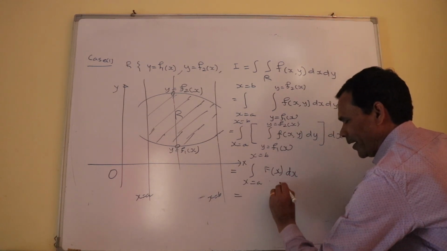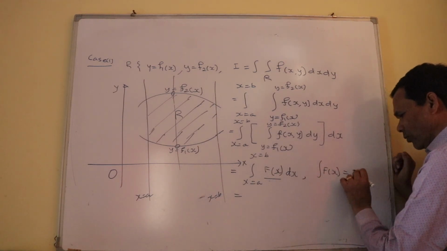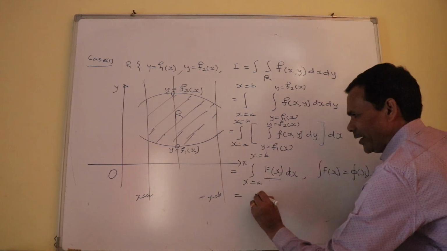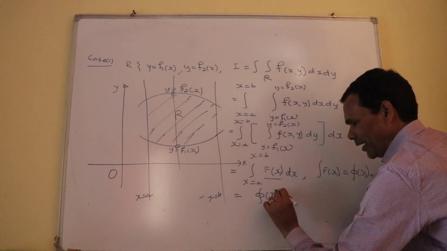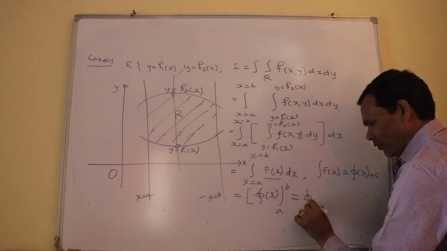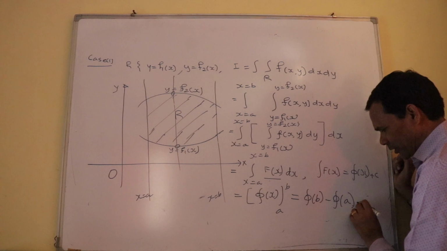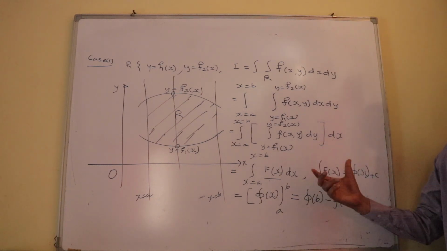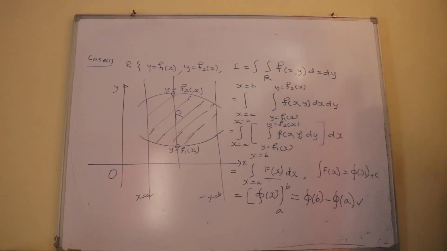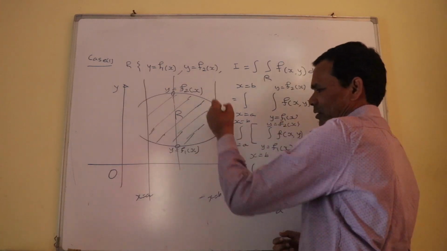And you know how to integrate a single integral. Say the integration of f of x is equal to phi of x, a primitive of this, plus c. Then we write this as phi of x with limits applied a to b. So the value of this integral is phi of b minus phi of a. This is the way we just discussed, where the region of integration has y with variable limits and x with constant limits.